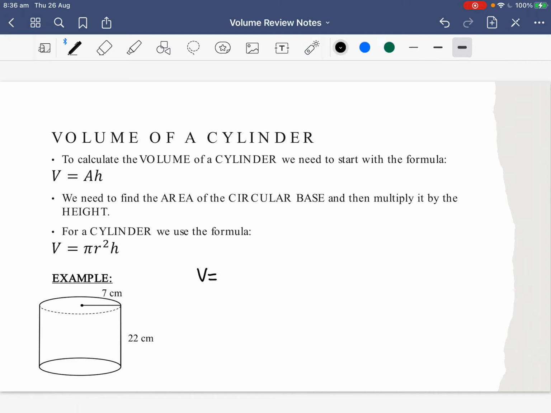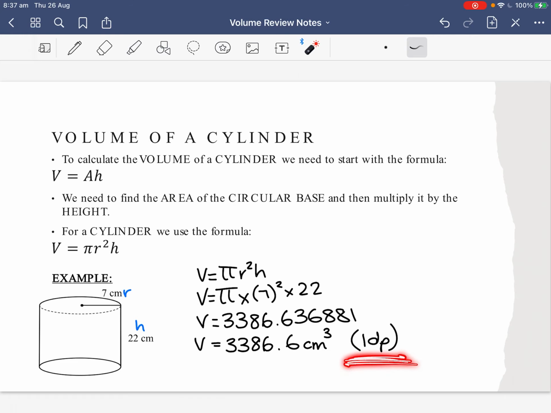Now, this question doesn't tell us what we should be rounding to, so I'm just going to round it to one decimal place. So we get our volume is 3,386.6 centimeters cubed. And because the question didn't tell us and I chose what to round to, I need to write in brackets that it's rounded to 1 decimal place over here. By writing this line out here, if somebody was to look at this, you could see that I've rounded it to 1 decimal place, but it's still important to include this, and it's very important to include your calculator line to show your rounding.